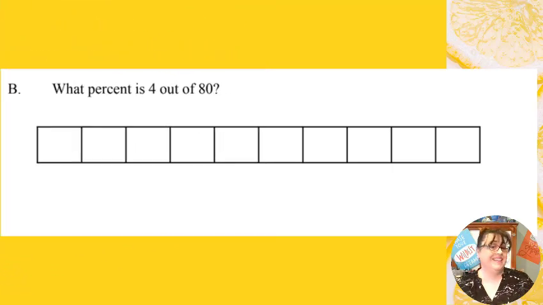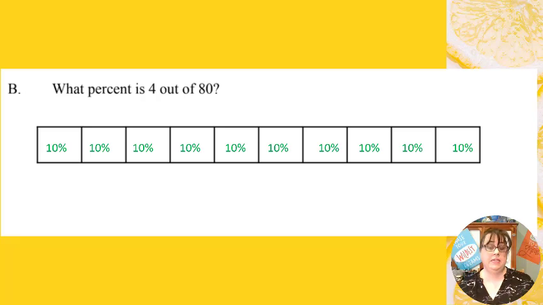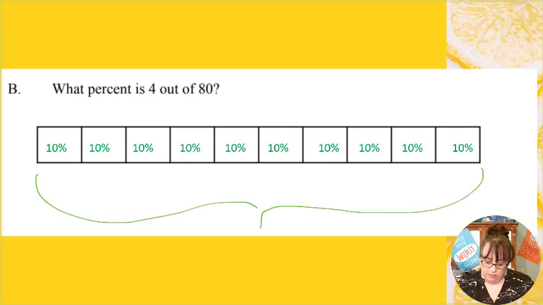So what percent is 4 out of 80? Now we don't know anything about our percents, but hopefully by breaking it into 10% pieces again, we might get a good idea. This time it is a little bit different in that I know my grand total. When I have all of it, I have a grand total of 80. And I know that I have only 4. So I start breaking it out.